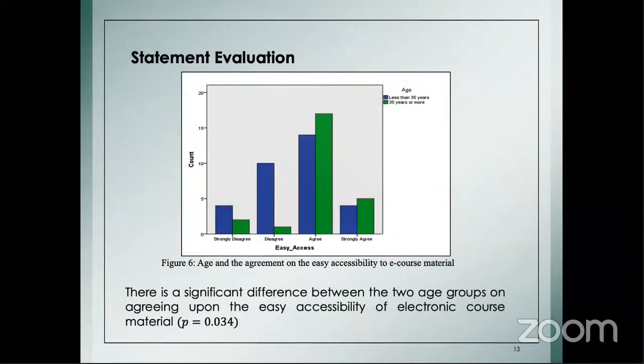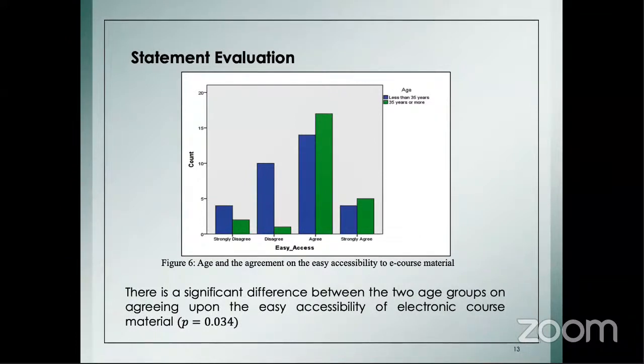Statement evaluation. 16 statements regarding learner satisfaction on e-course material were evaluated on a 4-point scale, where 1 indicates strongly disagree and 4 indicates strongly agree. The Mann-Whitney U-test was used to compare these statements based on age, gender, and marital status, and significant outputs will be discussed here.